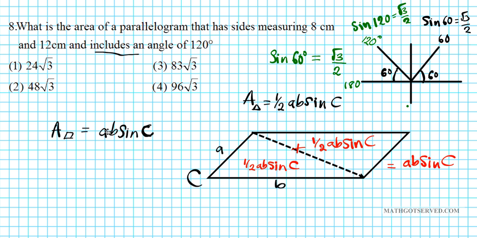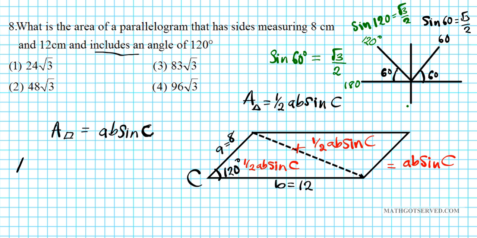So that 1/2 is a common mistake that most students make. I haven't made that mistake just now, but be careful. There is no 1/2 for the area of a parallelogram. In this case, the sides that are given are 8 and 12, and the included angle is 120 degrees. Note, it must be between the two sides, okay?